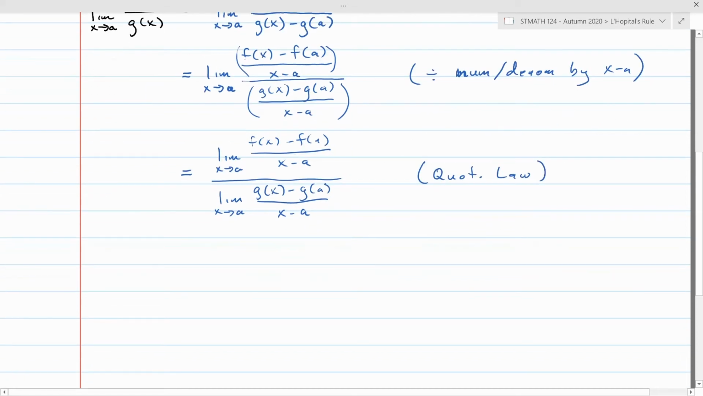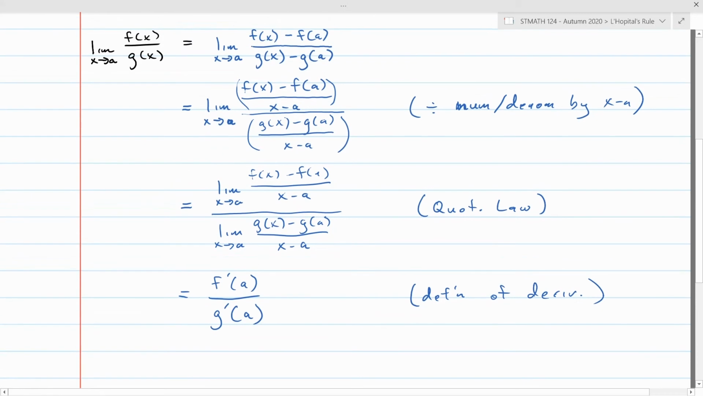And then that limit that's in the numerator is f prime of a by definition of derivative. And the one in the bottom is g prime of a by definition of derivative. And so this is just the definition of derivative here. And I can do this because those limits exist and the one in the denominator is not equal to 0 by our hypotheses. So that's it, right?